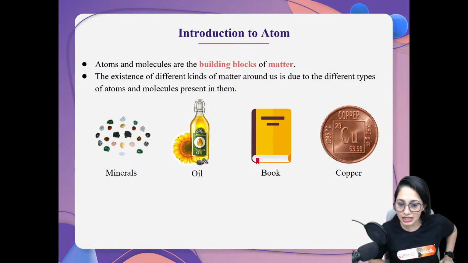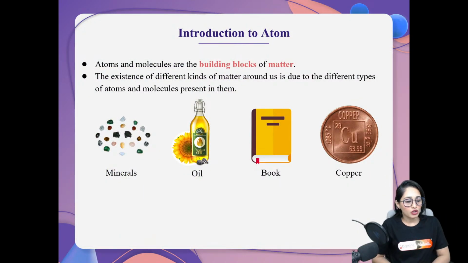Introduction to atom. In the last class, we have discussed matter. So matter is anything that has mass and occupies some space. It should have volume. And we have discussed the properties of matter.